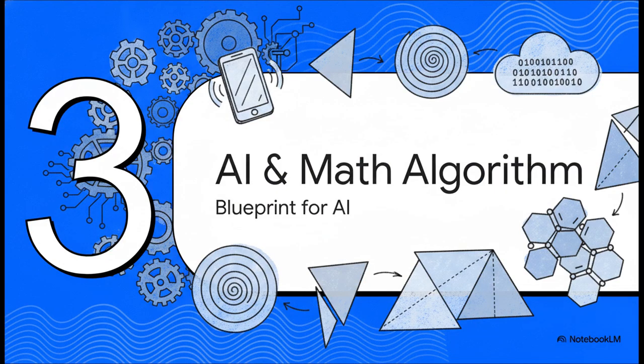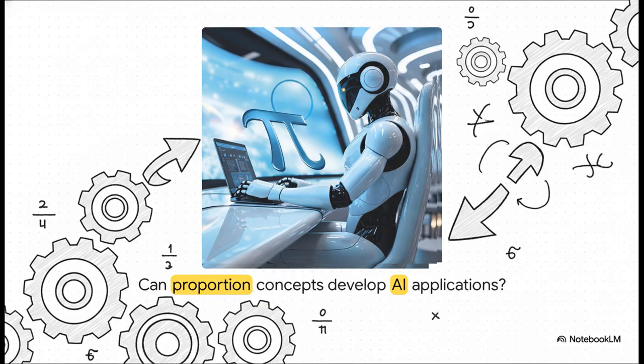Section 3, AI and the math algorithm. Now, you might be wondering why we're drilling down into fractions and cross-multiplication. Well, the source textbook actually explicitly asks if proportion concepts can be developed in artificial intelligence applications, complete with this really striking image of a robotic figure. It reminds us that this chain method, taking relative inputs, processing them through a consistent interlocking logic, and generating an output, is essentially the absolute blueprint for an algorithm. AI relies heavily on scaling up this exact kind of relative proportional logic to process massive sets of complex data.